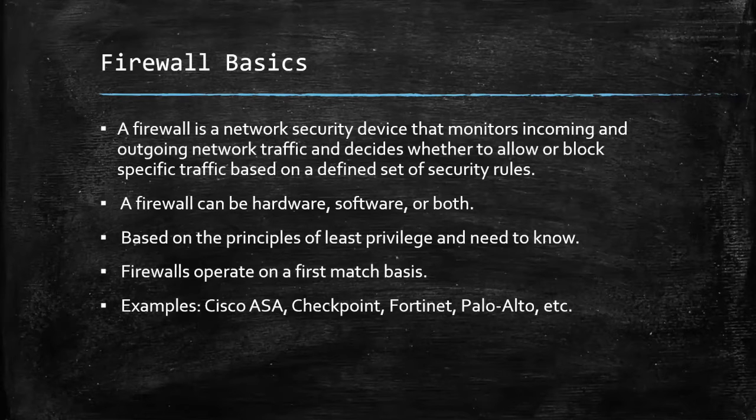Now, it is basically based on the principle of least privilege and need to know basis. That means if we want to allow particular traffic, that can be allowed based on limited access privilege. It always operates on a first match basis, that is, it works on a top down approach. Whichever rule hits first will be applied. If you have another rule designed for the same source or destination, that won't be applied, because the rule which has been designed first will be allowed.